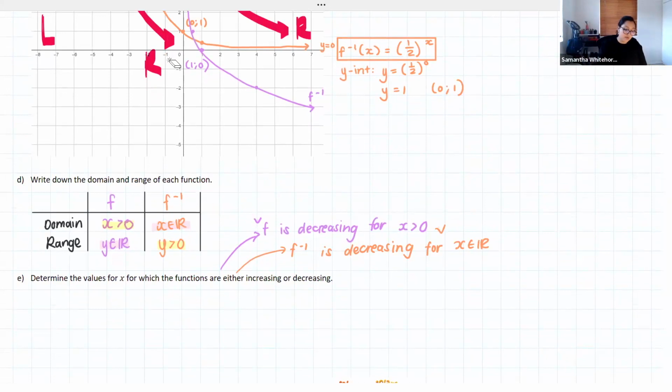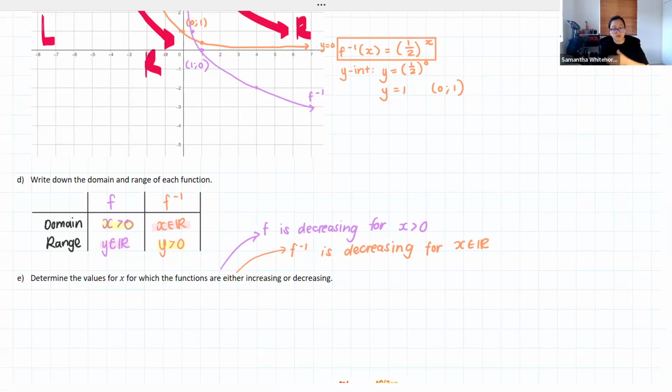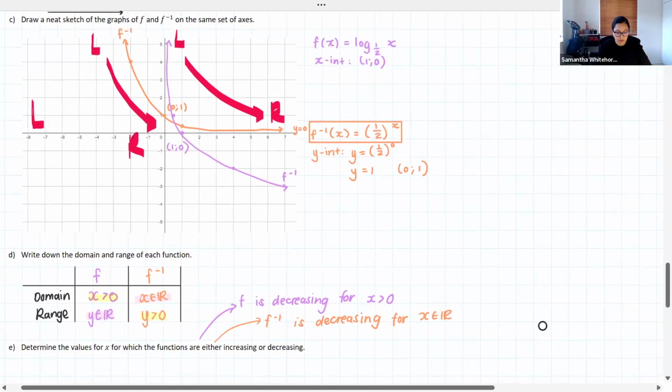Because it was asking for x values, and because the graph will only do one thing, it'll either increase or decrease, we can link it back to the domain of our function. So I'm just going to do that so that you can screenshot those.